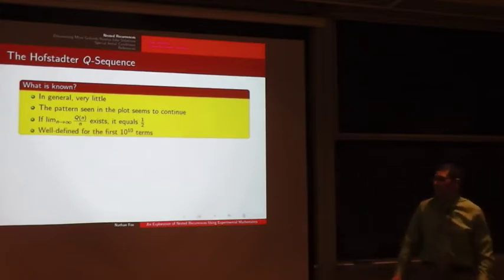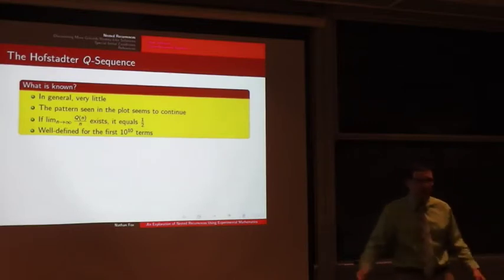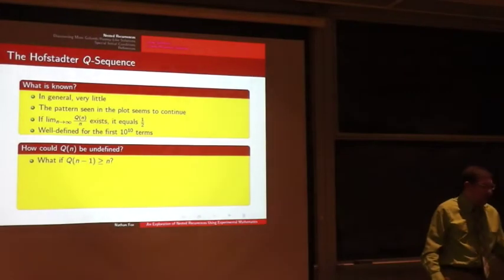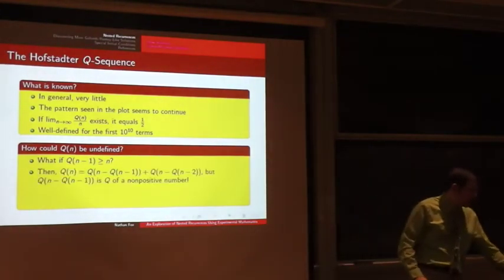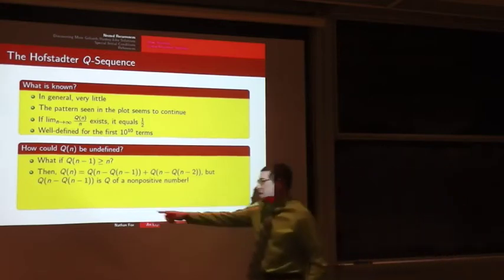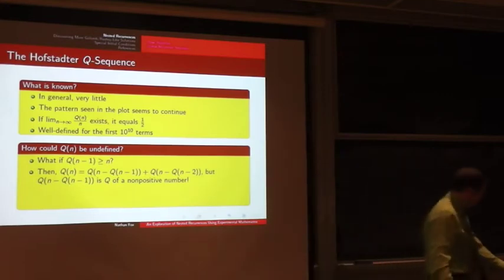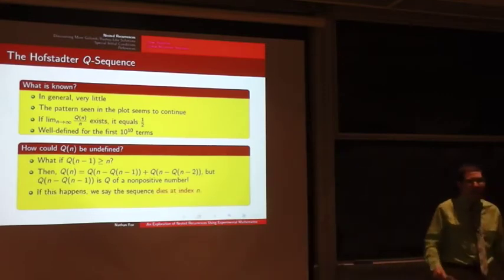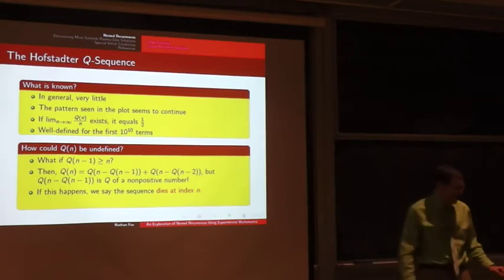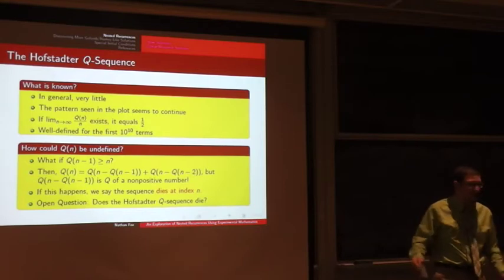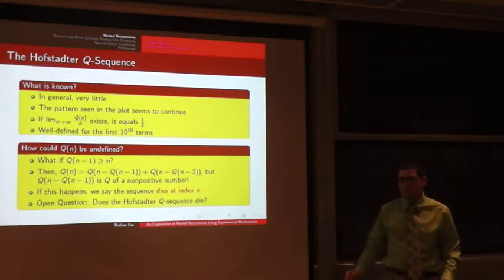We know that this sequence is well defined for the first 10^10 terms. So what could make it stop? Well, what would happen if Q(n−1) is bigger than or equal to n? Then you try to calculate Q(n), and this index would be less than or equal to 0. But the first term was Q(1). So what does that mean? That means we can't define Q(n) in that case, and we say that the sequence dies at index n. So the big open question is, does the Q sequence die or does it live forever? We think it lives forever, but no one's been able to prove that.